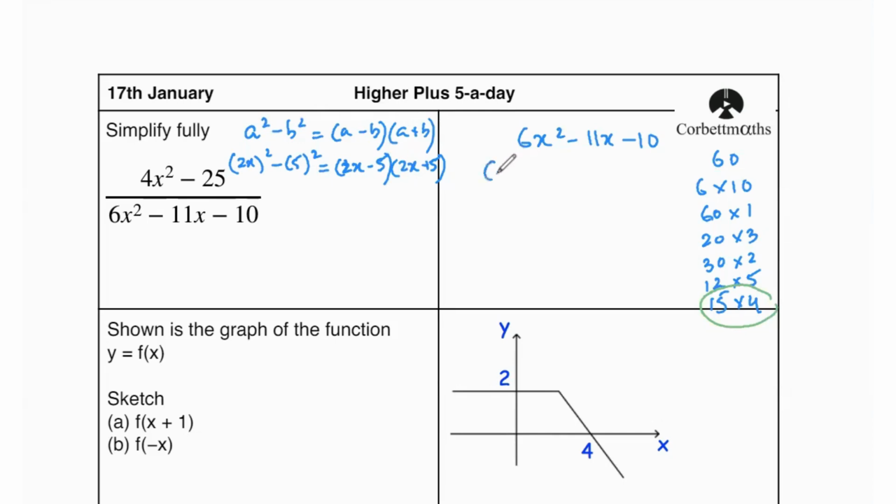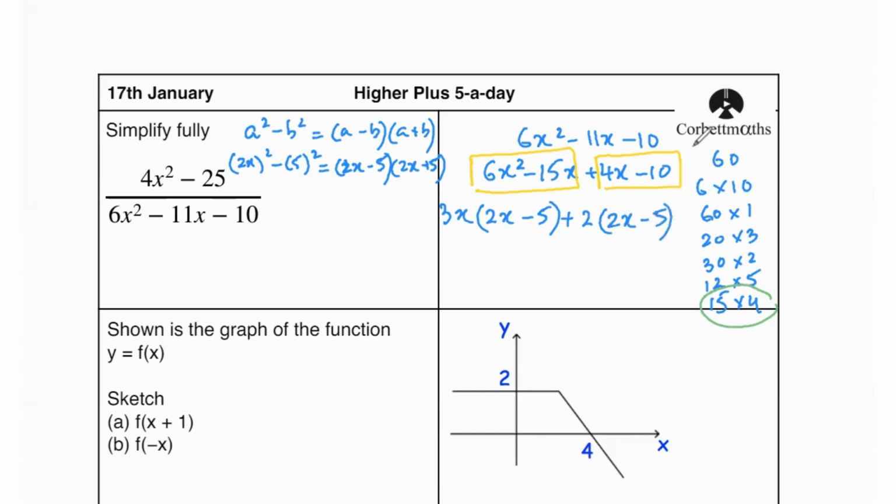the middle term with negative 15x plus 4x, because if we solve it, that's equal to negative 11x. So we can easily replace it with these two numbers. And now we will factor by grouping. We divide the expression into two groups. The first two terms make a group and the last two terms make another group. So that's going to be 3x(2x minus 5) plus 2(2x minus 5).